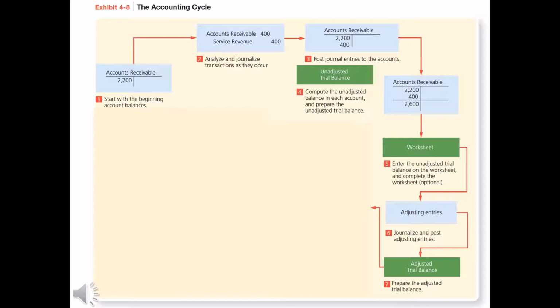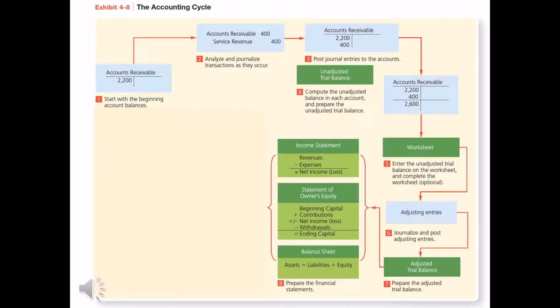Now that we have our adjusted account balances, we can prepare the adjusted trial balance. Our adjusted trial balance has balances in it that have been adjusted to give us the most accurate view of our revenue and our expenses. Now we can create our financial statements, the income statement first to identify our net income or net loss, the statement of owner's equity next because we need to have our net income balance in order to finish this statement, and then our balance sheet comes last.